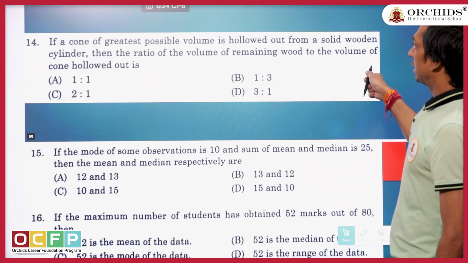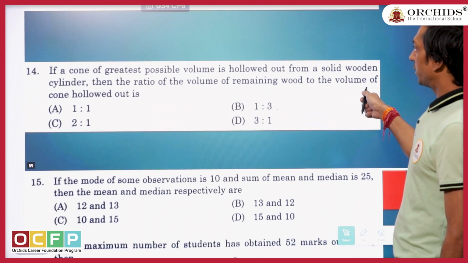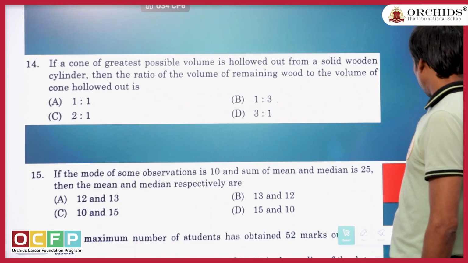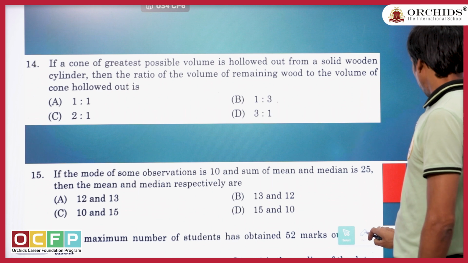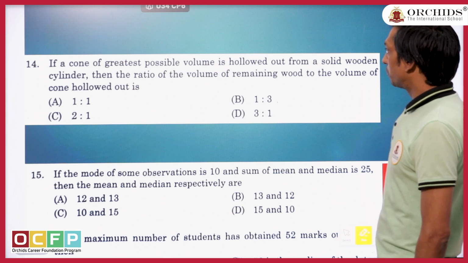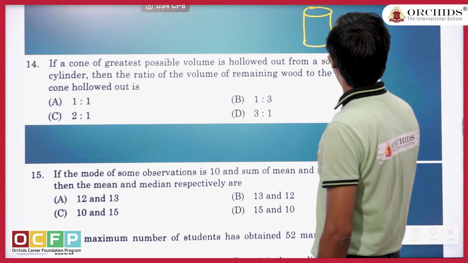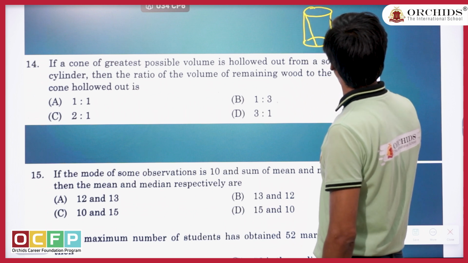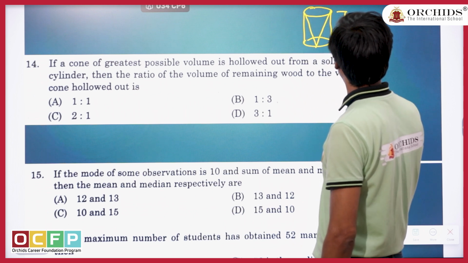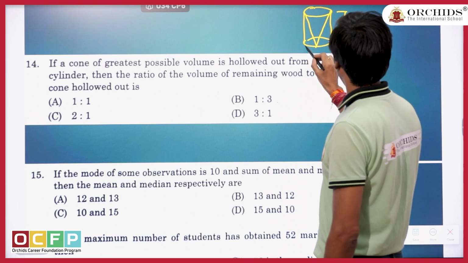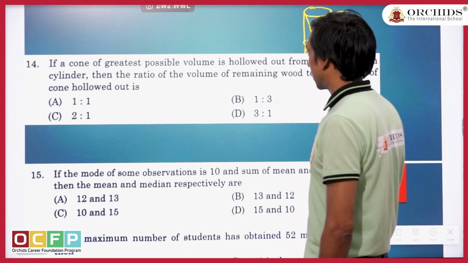So in the next question they are telling that we have a cone of greatest possible volume hollowed out from a solid wooden cylinder. So let's say this is the cylinder we have, and we are taking out the cone of maximum possible volume. That is possible if the height of the cone is equal to the cylinder's, and the radius or diameter of the cone is also equal to the cylinder's, so in that case.